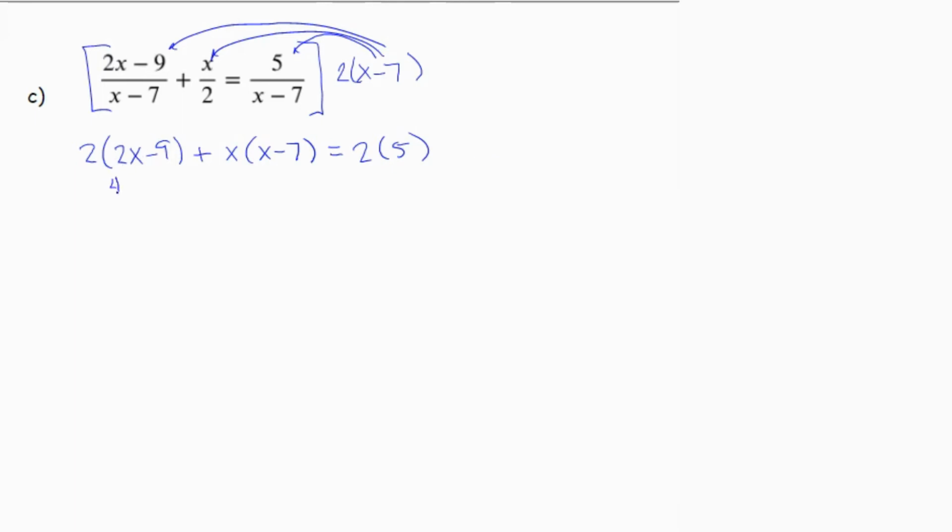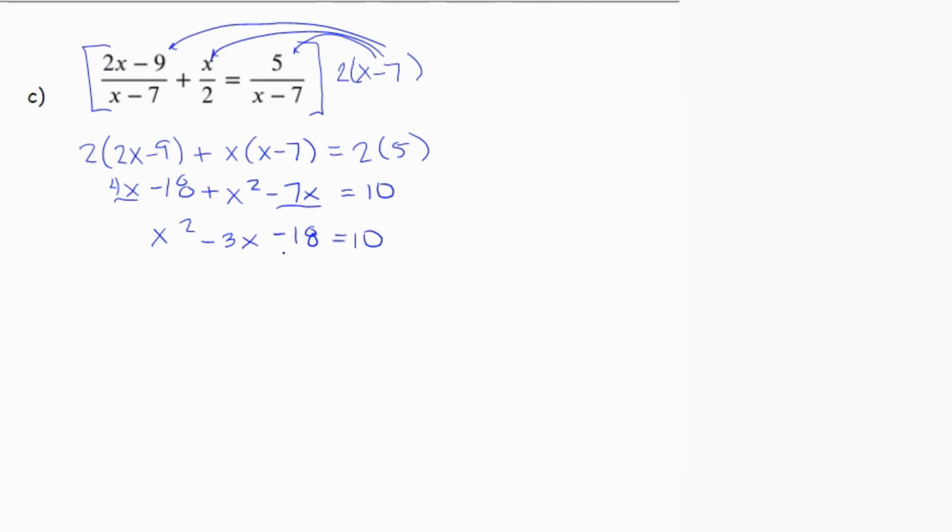No more fractions. Let's solve using algebra. Distributive property. So here we have 4x minus 18 plus x squared minus 7x is equal to 10. So we're going to combine like terms and solve the resulting equation. I'm going to put this in standard form, so I'll bring the x squared to the front. The x terms here can combine. So that's negative 3x minus 18 is equal to 10.